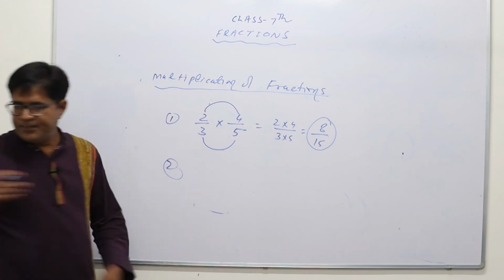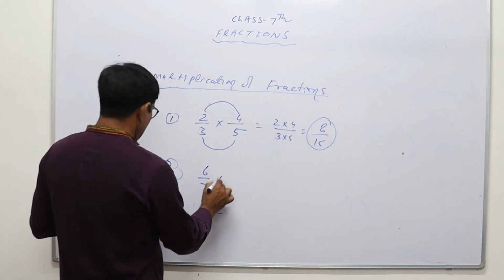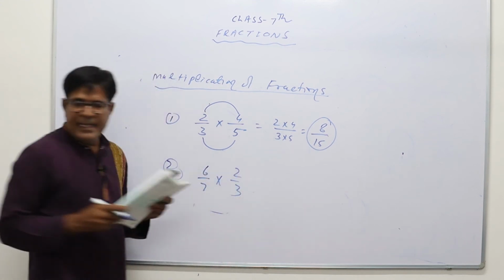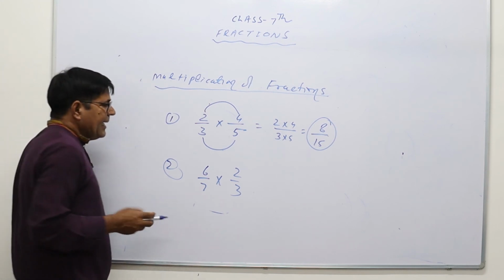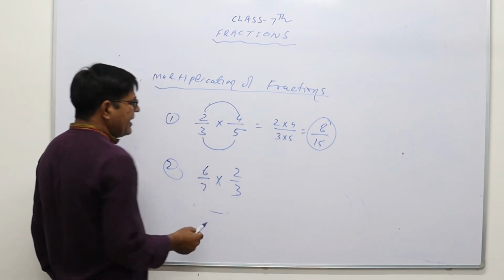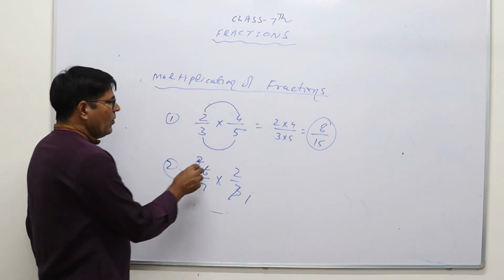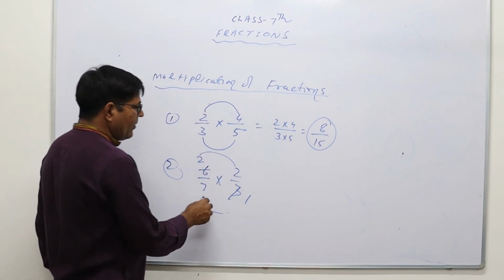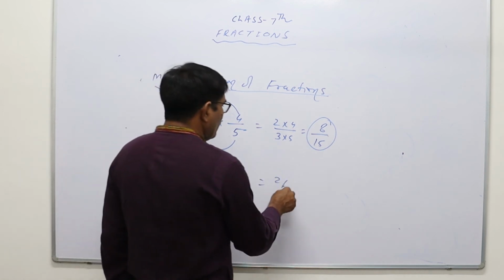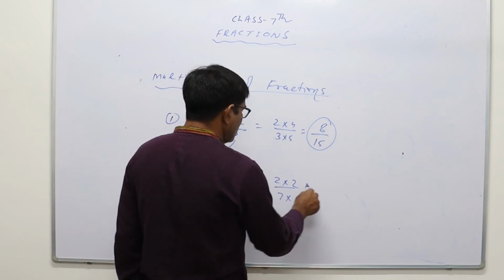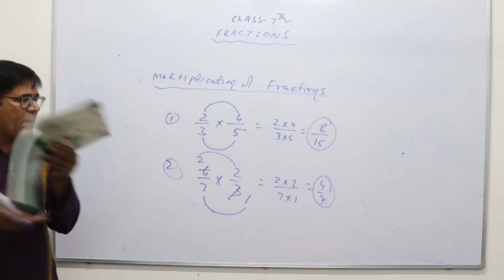Question number two: multiply 6 upon 7 into 2 upon 3. Here, in the two fractions, 6 upon 7 and 2 upon 3, in 6 and 3, 3 is the common factor. So 3 ones are 3, 3 twos are 6. Now 2 will be multiplied with this 2 in the numerator and this 7 will be multiplied with the denominator of this. So 2 into 2 whole upon 7 into 1. So 4 upon 7 is your answer. Let us take one more example.